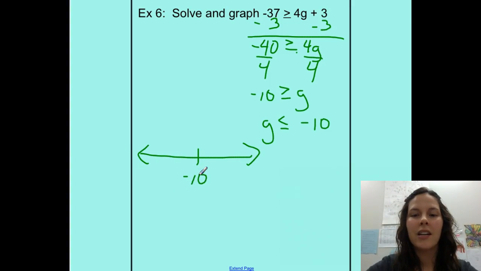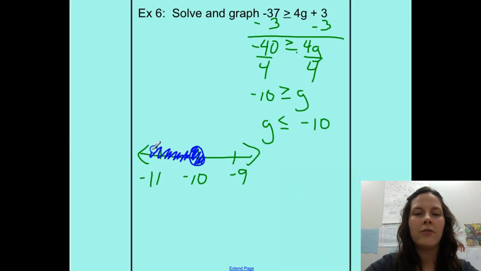So I put -10 in the middle of my graph. One value larger, one value smaller. I have a closed circle on this one because we have or equal to, so -10 is a solution. And g is less than, so I shade off to the left.